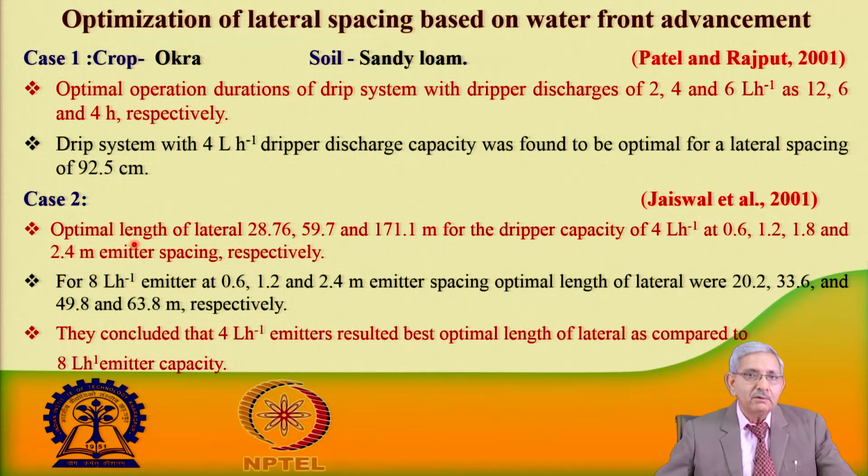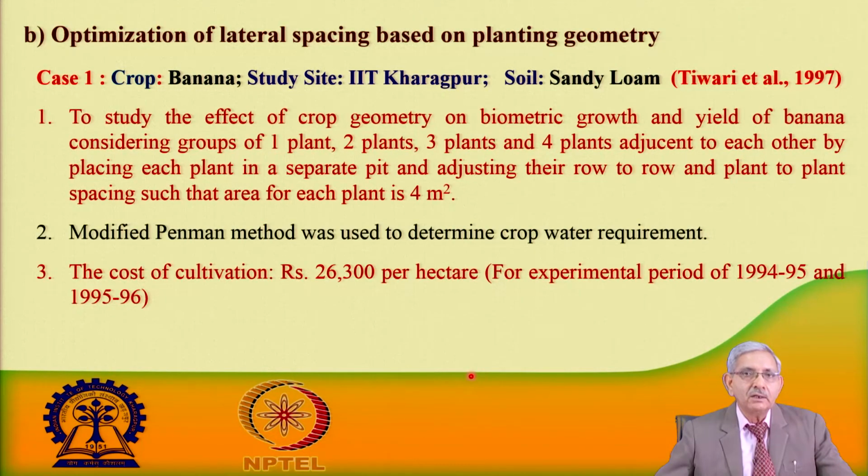Then, for the same area, they also took the discharge for a similar study at 8 liter per hour, and they determined the optimal length of the lateral. They found from the study that the 4 liter per hour dripper for sandy loam type of soil gives a better optimal length as compared to 8 liter per hour.